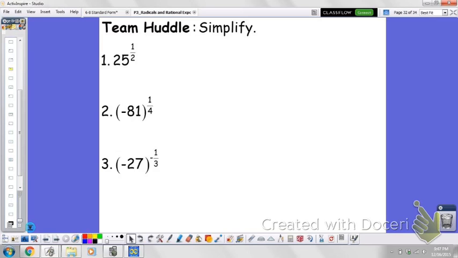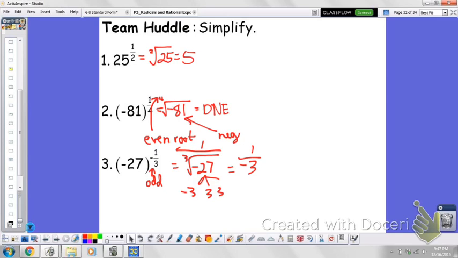So that sets us up for the huddle. Go ahead, pause the video, and whenever you're finished, unpause it to get your solution. So here are the solutions to the huddle problems. The first one is 5. The second one does not exist because you're taking the even root of a negative number, which we learned earlier does not exist.